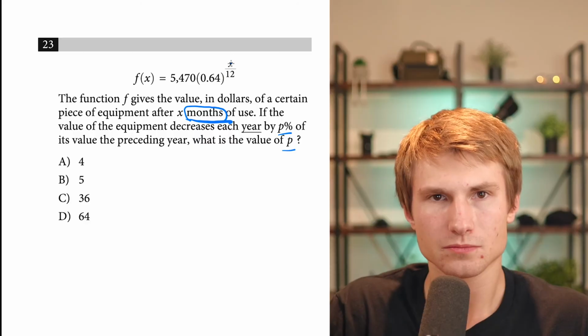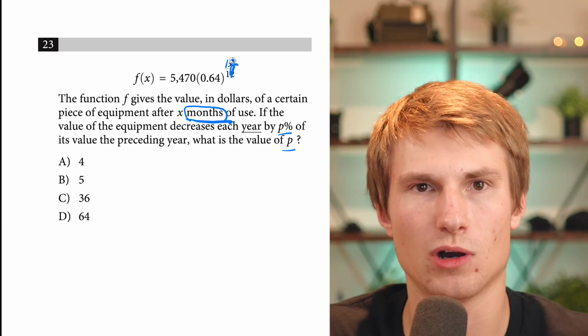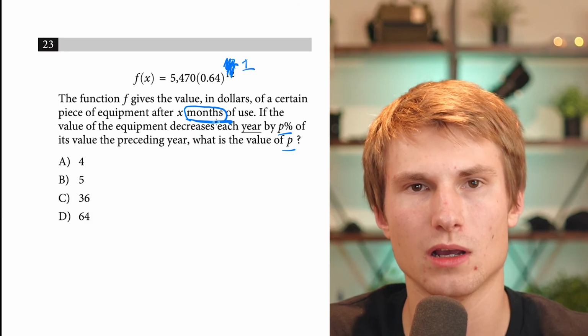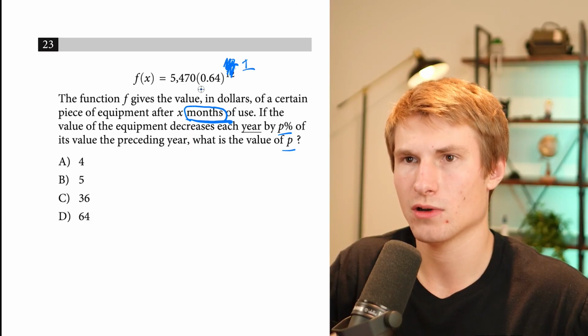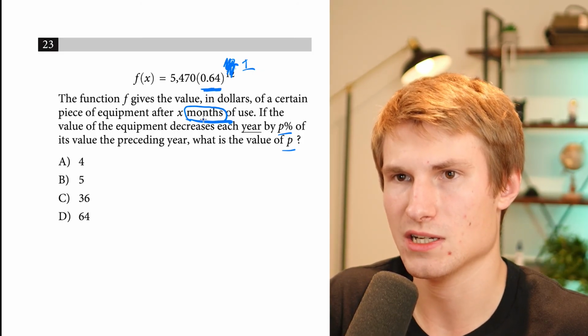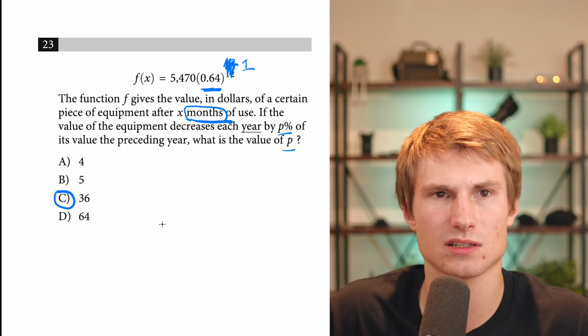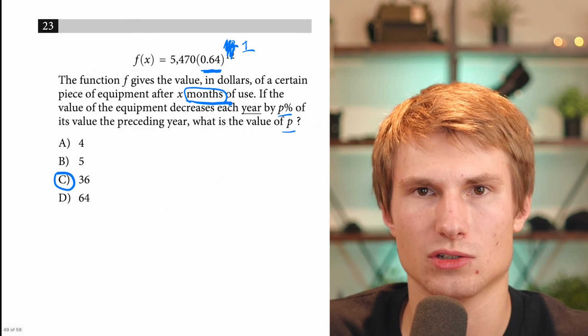Well, we know that a year is 12 months. We can plug in 12 for x. 12 over 12 will give us 1, so I'm just going to scratch all that and put 1. From here we see we're decreasing in value by 36% because we're multiplying by the decimal 0.64, which is a decrease of 36%. We're asked to answer in percent, so our answer there would be 36. And we can go ahead and move on to question 24.